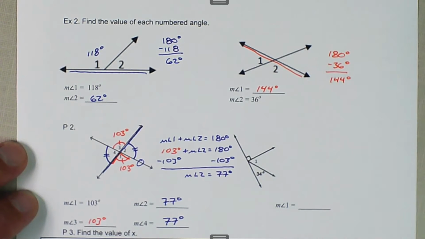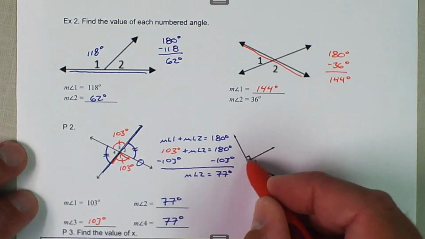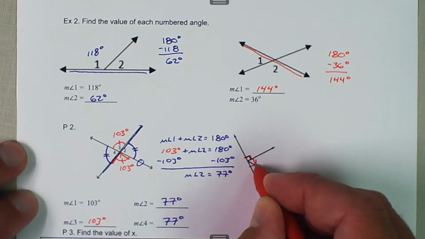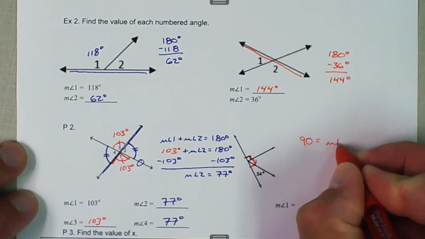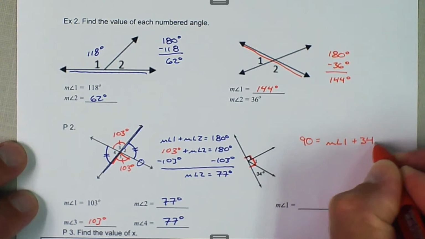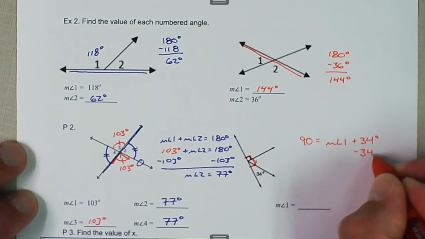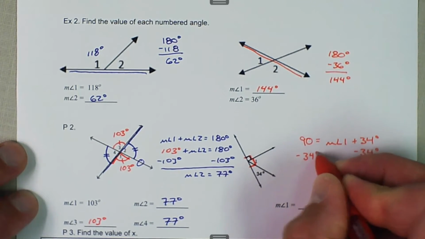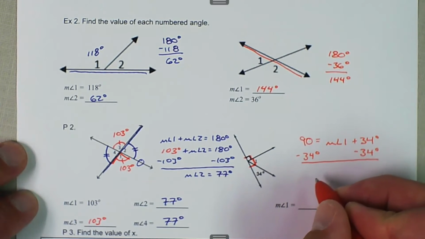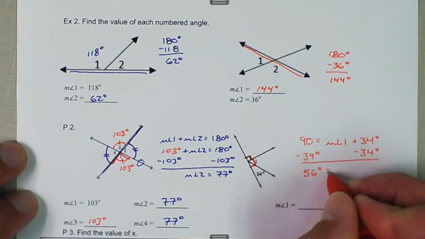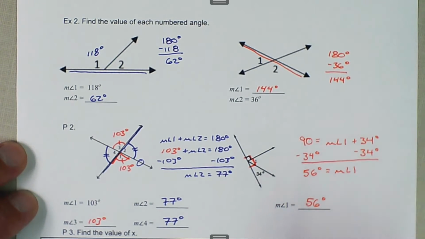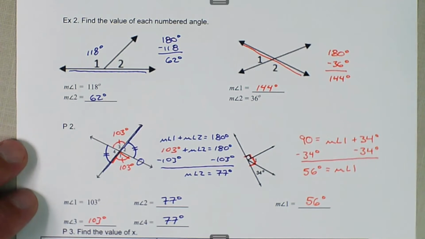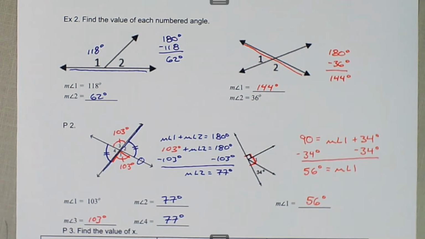The next one that we can see here is we have a 90-degree angle by that box that says it's a right angle. If that's a right angle, then that also is a right angle. So let me say 90 is equal to the measure of angle 1 plus 34 degrees. We subtract 34 degrees from both sides, and then we get 56 degrees is equal to the measure of angle 1. We have a couple more examples, and you can go and try those, and then we'll have the answer shortly.